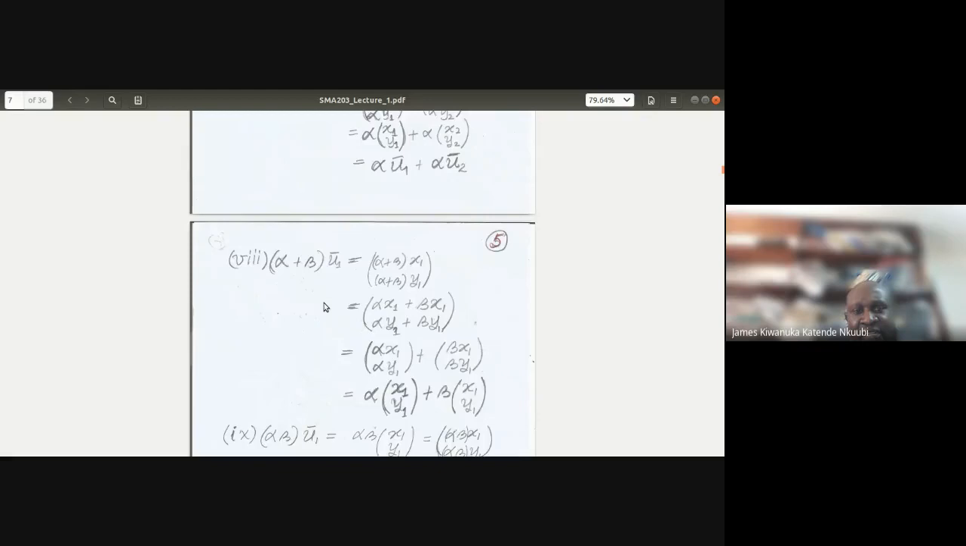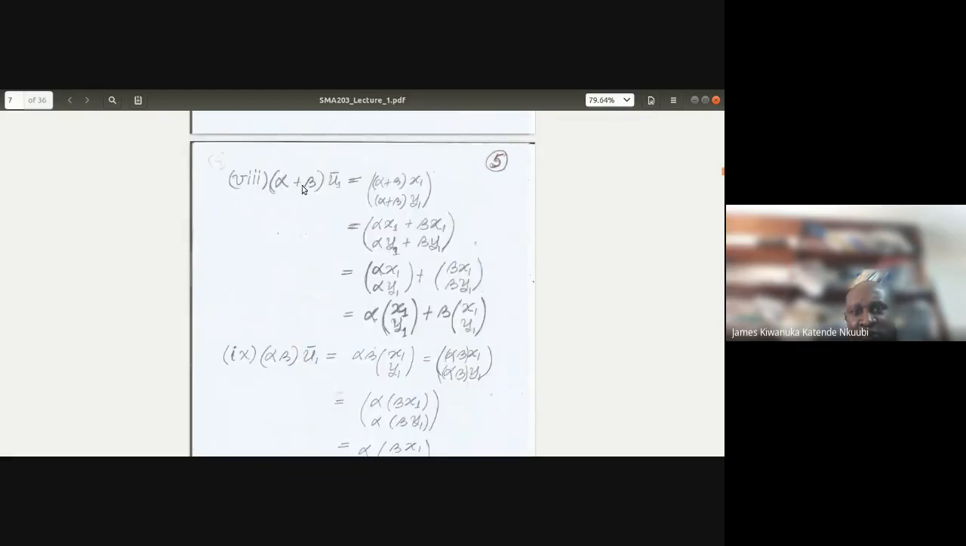So we can check the next property. If we add two numbers, alpha and beta, and then multiply by a vector, we end up with, again, alpha multiplied by the same vector plus beta multiplied by the same vector. So this property holds for R2.